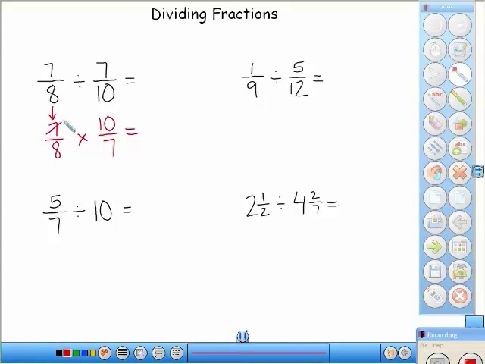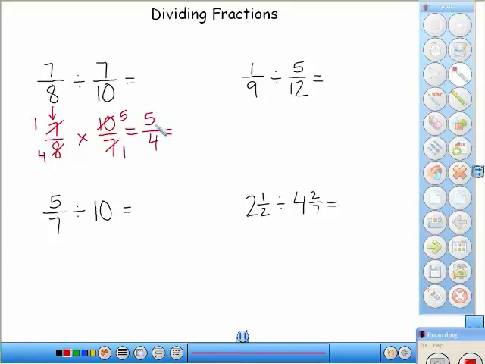The 7 and the 7 can both be divided by 7. 7 divided by 7 is 1. 7 divided by 7 is 1. And what about here? Can we cross cancel here? Yes, we can. 8 and 10 can both be divided by 2. 10 divided by 2 is 5. 8 divided by 2 is 4. So now we can multiply straight across. 1 times 5 is 5. 4 times 1 is 4.